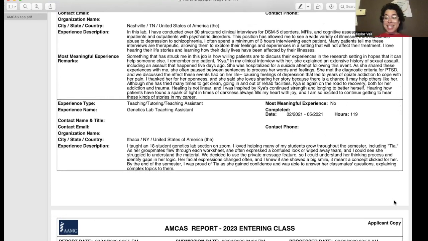Okay, this next one is a teaching experience. For this one, again, I tried to show impact through numbers by saying I taught 18 students in this lab section. And then I tried to show a little bit of my problem solving skills and my impact on this specific student that I had named Tia, using the obstacles of Zoom and being in a virtual lab to tailor a one-on-one experience for her, using private messaging because she was obviously struggling with material when her classmates weren't.